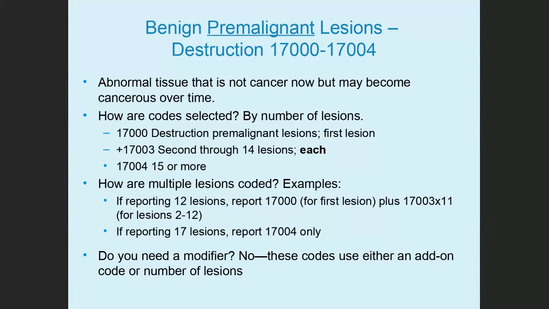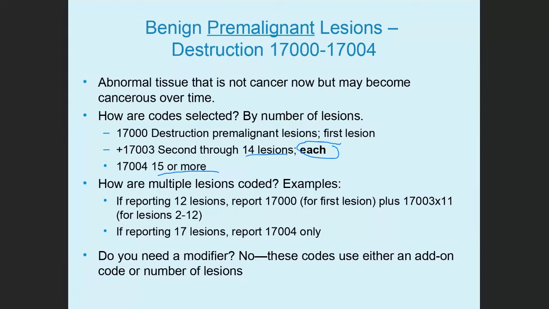So you have 17000 destruction premalignant lesions, first lesion, and then you have an add-on code 17003 second through 14 lesions each. So you code these for each of the additional lesions up to 14. If it's 15 or more lesions, you code 17004. So that's kind of confusing. If reporting 12 lesions, for example, report 17000 for the first lesion plus 17003 times 11 for lesions 2 to 12.